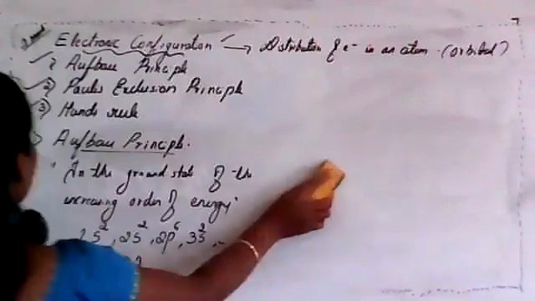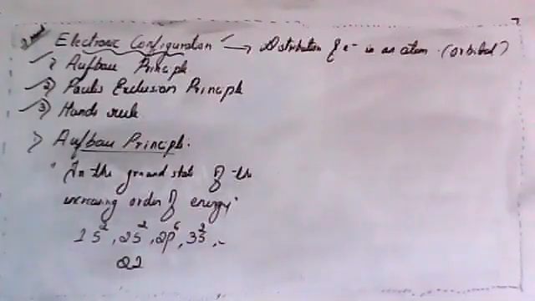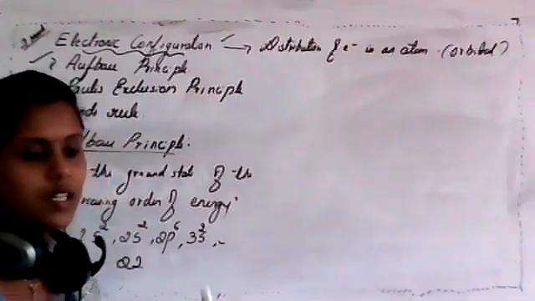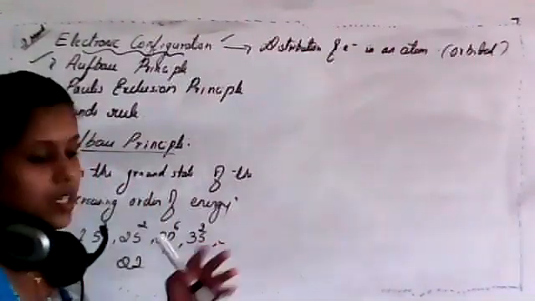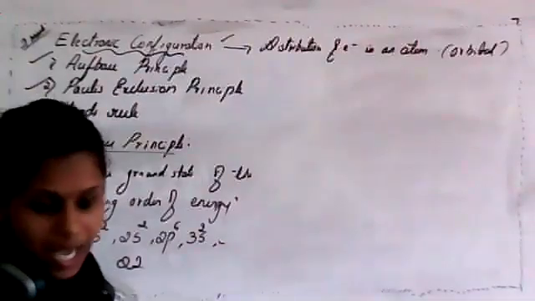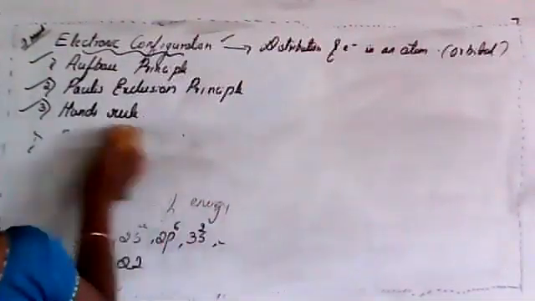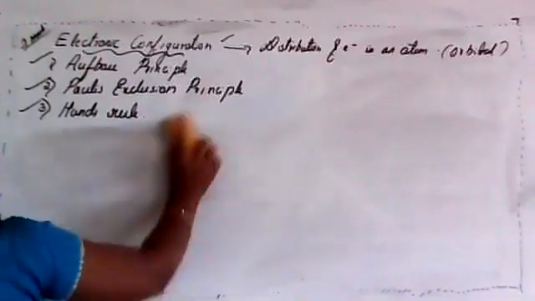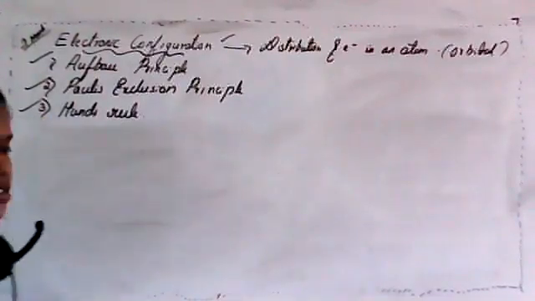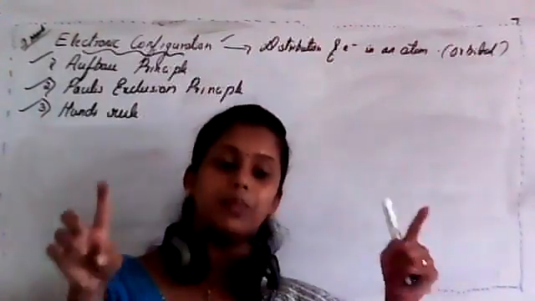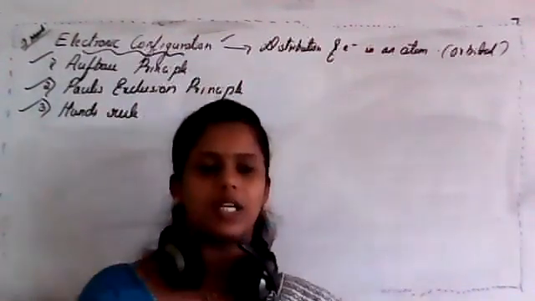First rule or first principle, Aufbau principle. It states that in the ground state of an atom, orbitals are filled with increasing order of energy. Is this clear, student? Okay, this is very important. You have to remember the statement. So while writing any statement, just try to write the complete statement, because there is 1 mark for that complete statement. You have to write the whole statement.